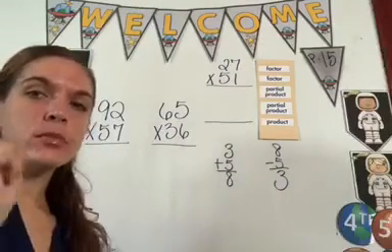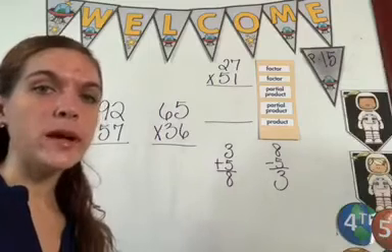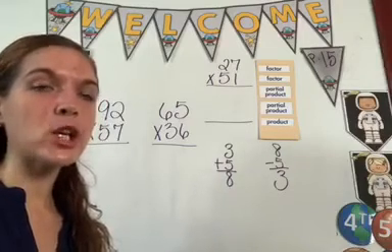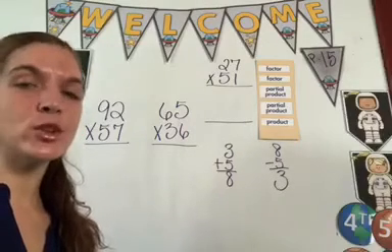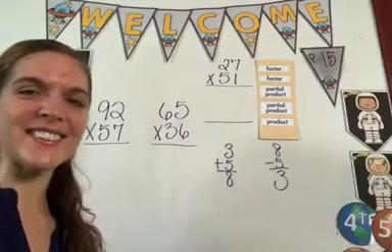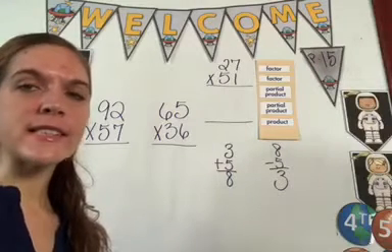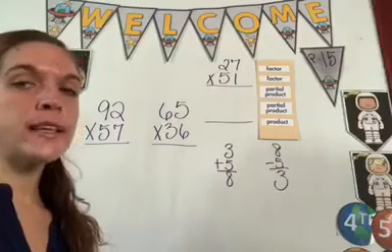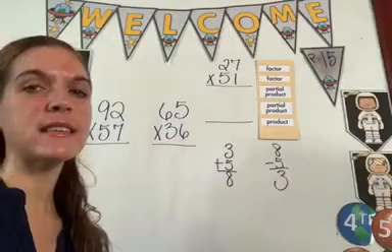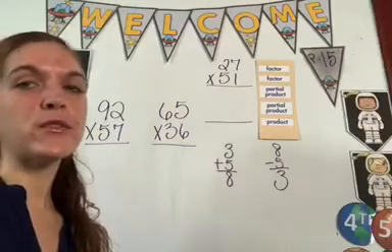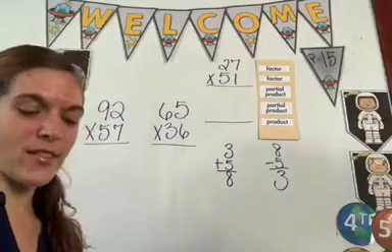Let's count them. 4, 8, 12, 16, 20, 24, 28, 32, 36, 40, 44, 48. Great. Okay, let's do it again. 4, 8, 12, 16, 20, 24, 28, 32, 36, 40, 44, 48. Great. Okay, we'll keep working on those.